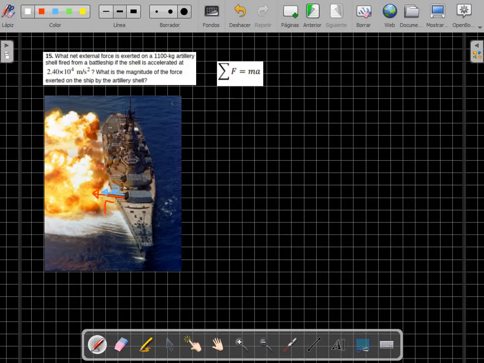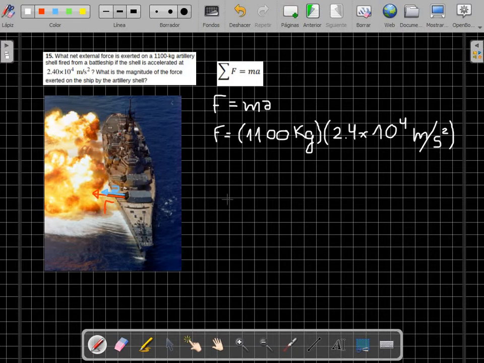First of all, we only have one force, that is the force of the battleship exerted on the artillery shell, and that is going to be equal to the mass times the acceleration. So force is going to be equal to 1100 kilograms multiplied by 2.4 times 10 to the fourth meters per square second, and the force is going to be equal to 26,400,000 newtons. And that is the force that the battleship exerts on the shell. Now, what is the force that the shell exerts on the battleship?